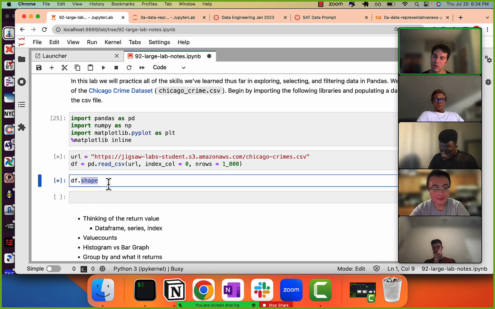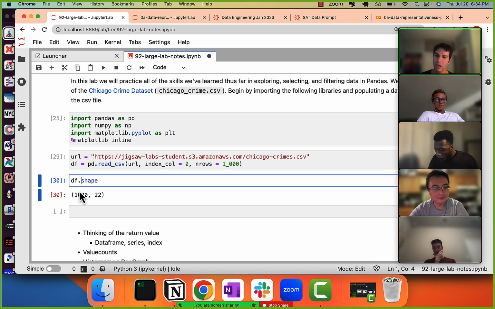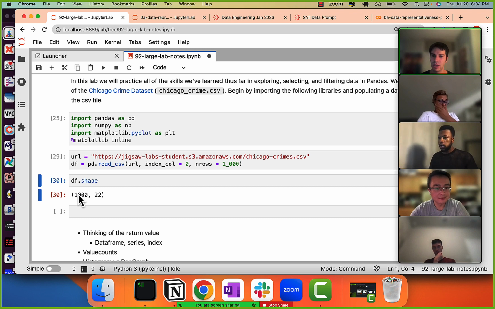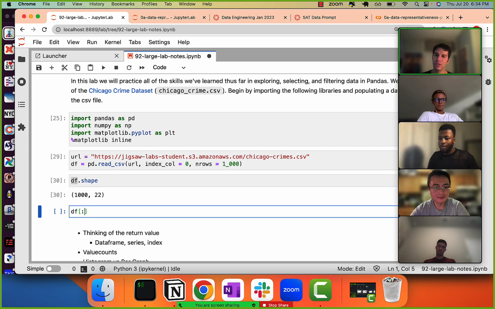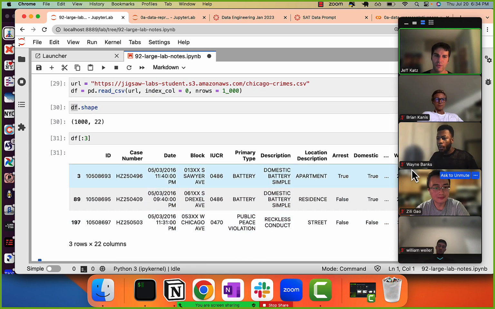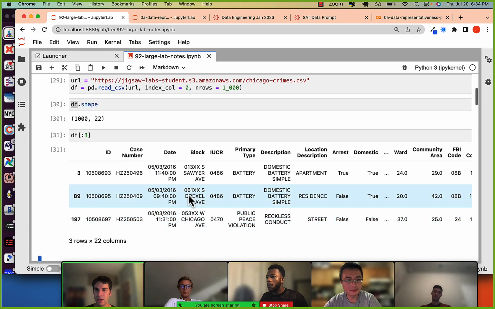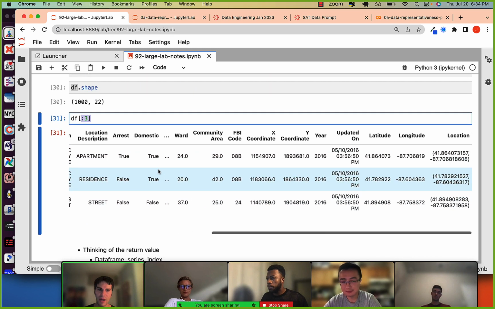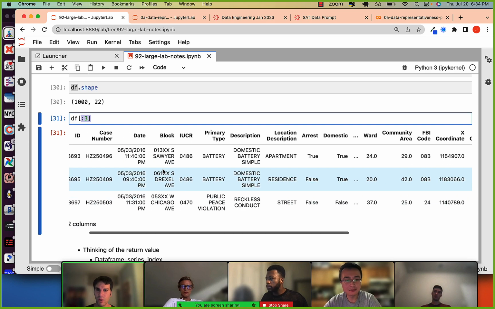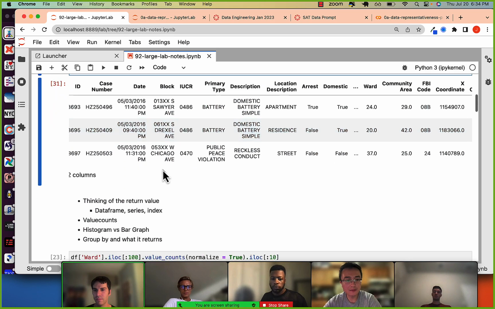All right, so we have this. I don't know if I talked about shape in the reading, but it just tells us how many rows and how many columns, right? 1,000 rows, 22 columns. Typically what I'll do is also slice the first few rows of a data set. You can see the :3 works fine. And then I can get a sense of what I am working with here.